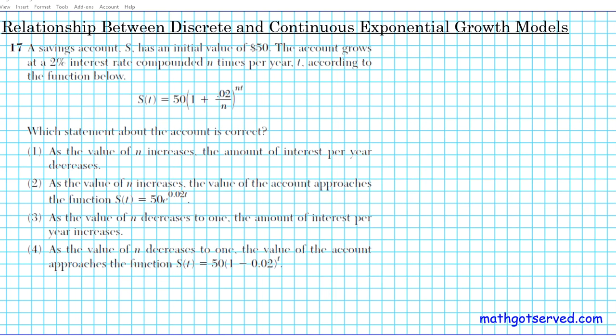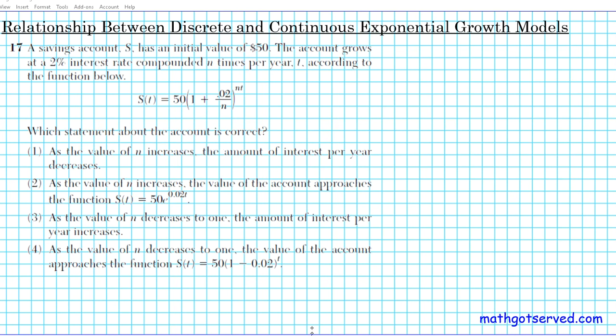All right, let's take a look at question 17. In question 17, we're going to see the relationship between discrete and continuous exponential growth models. Question 17 reads, a savings account S has an initial value of $50. The account grows at a 2% interest rate compounded n times per year, t, according to the function below. So we have the growth model right here. Question, which statement about the account is correct?